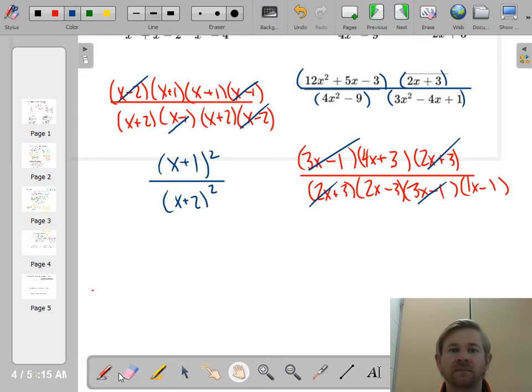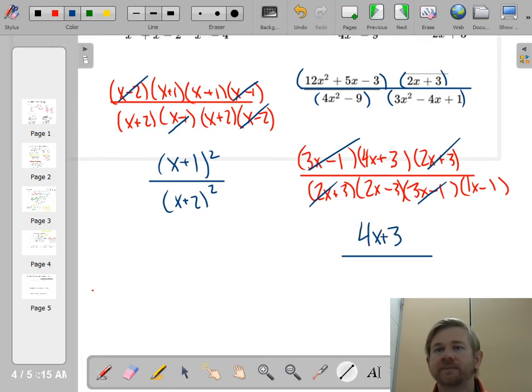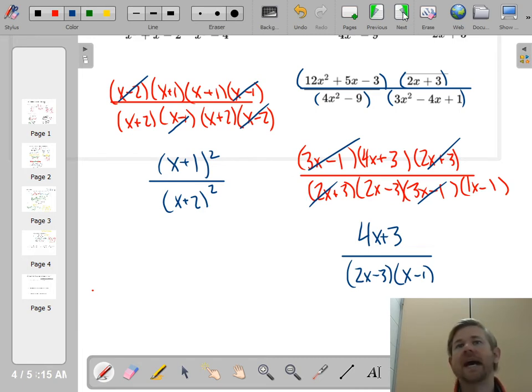That it? 4x plus 3 over... in the bottom, you have 2x minus 3 and 1x minus 1. Cool. That's rationals. What else you got?